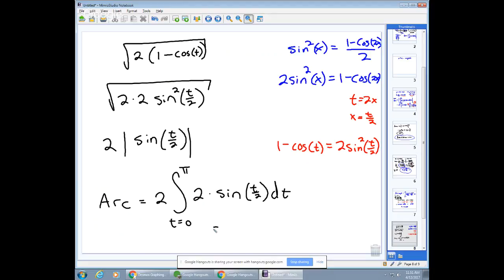All right, let's do this. We got that 2 out here. 2 times 2 is 4. An antiderivative for the sine is the cosine of t over 2. Now, if we take the derivative of the, oh, it's the negative cosine. If we take the derivative of the cosine of t over 2, the chain rule says there's got to be a 1/2 out here, but there's not a 1/2. So we have to compensate by multiplying by another 2. And then go from 0 to pi.